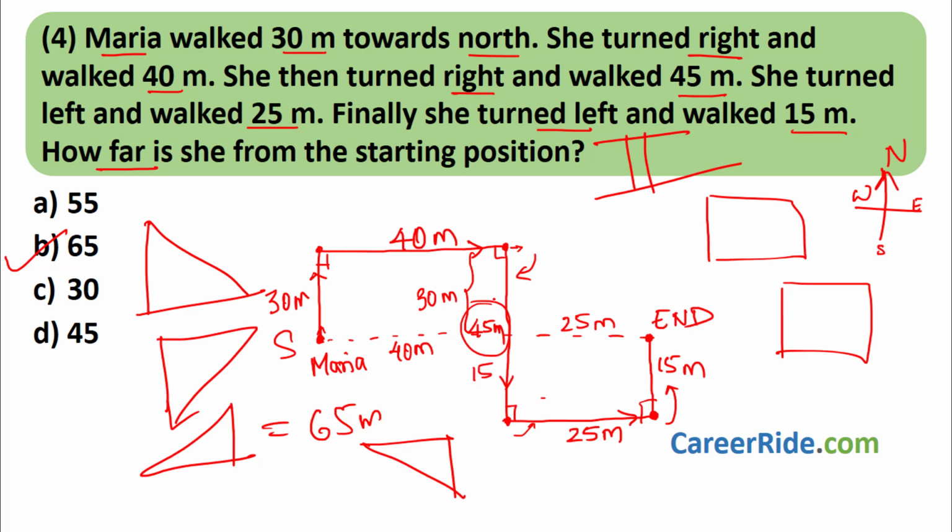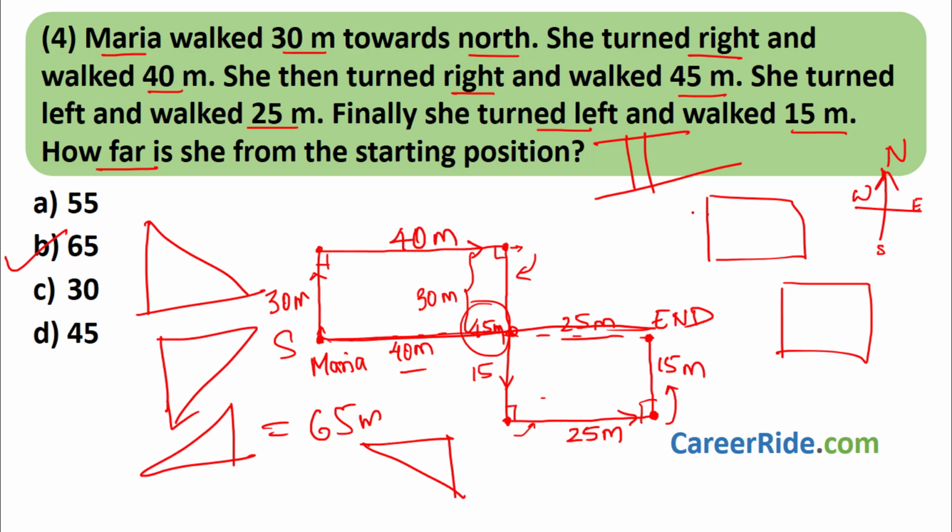Now, over here we got a rectangle. When she is walking 45 meters, she first travels 30 meters, so she will come in line with this, then she travels 15, so total 45. Again she goes 15 up, so she will come in exact line with the starting point, and the total distance between them would be 40 meter plus 25 meter.